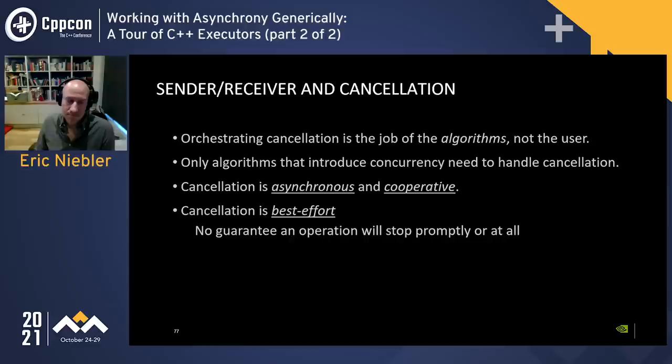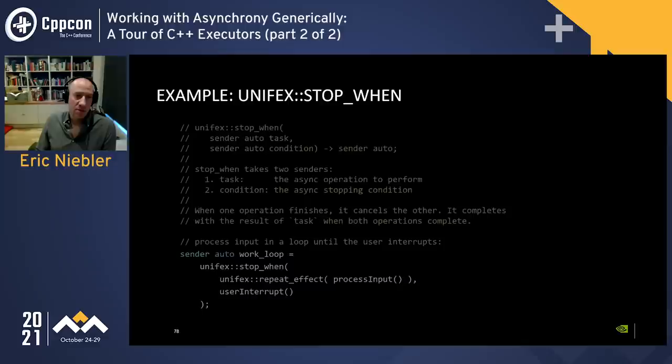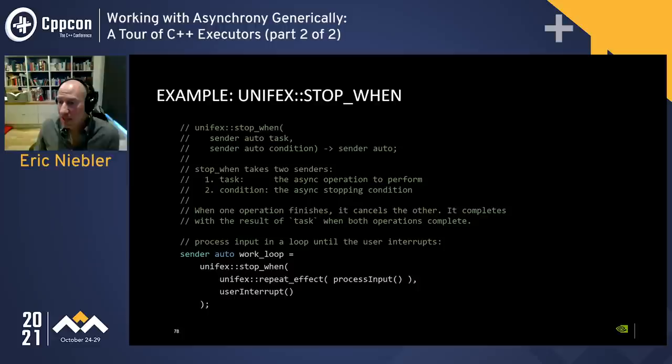And we have dedicated algorithms that capture common cancellation patterns. For instance, stop_when is a particularly useful asynchronous algorithm. stop_when takes two senders. One is the task to run, and the other sender is some condition. When that condition operation completes, the stop_when algorithm is going to issue a stop request to its running task. Okay. So in this particular code, this is our task. We are in a loop repeating some process-input task. And I can interrupt that loop with this. This is a sender, and user_interrupt returns a sender. That sender completes when the user has issued an interrupt. And so this whole expression implements a loop until the user interrupts.